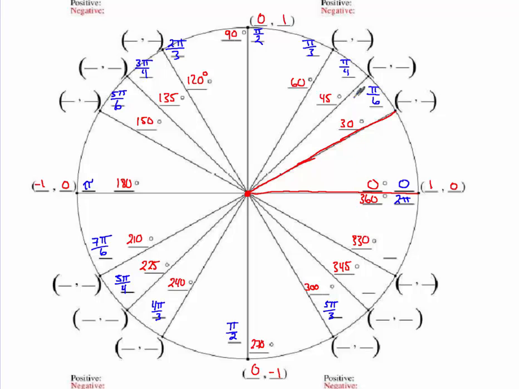345 degrees is 7 times 45, so that's 7 pi over 4. 330 degrees is 30 degrees times 11, so that's 11 pi over 6.